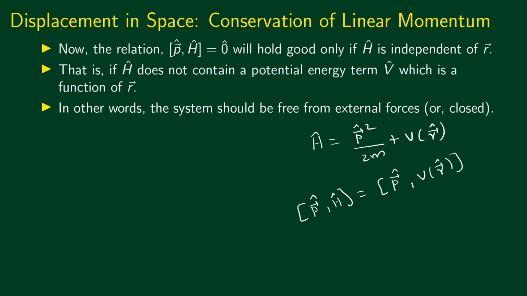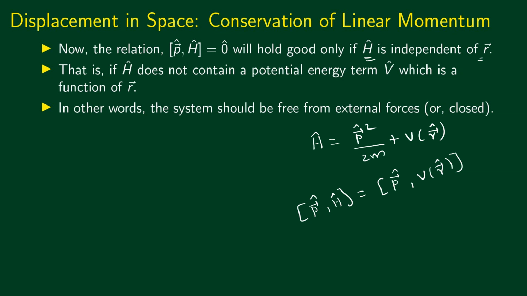Now if V of R vector hat, if the potential actually depends on the position, then there will be these position terms in here and this commutator is going to be non-zero. So for invariance to work, we should have this potential independent of R vector, or the Hamiltonian has to be independent of R vector. So the translation symmetry exists only if the Hamiltonian is independent of R vector. And the Hamiltonian won't be independent of R vector if there is some external influence, an external field, an external force acting on the system.